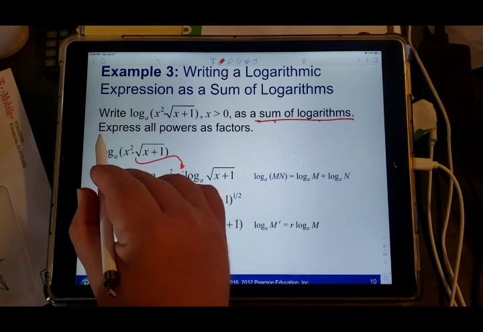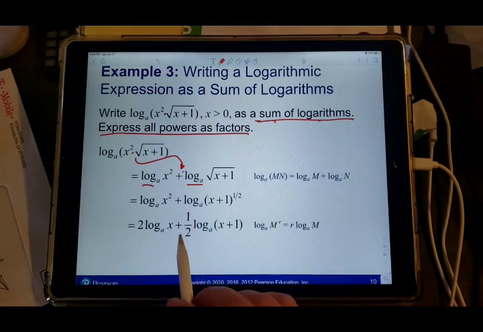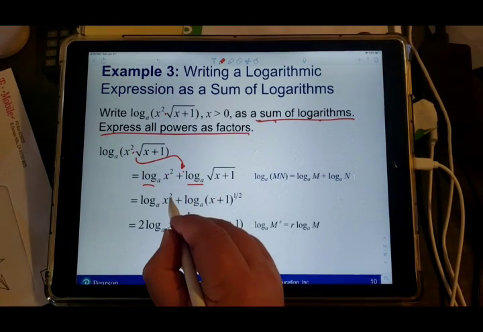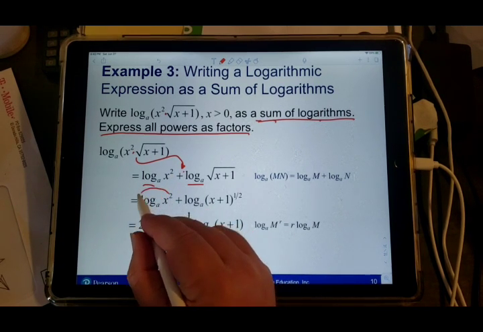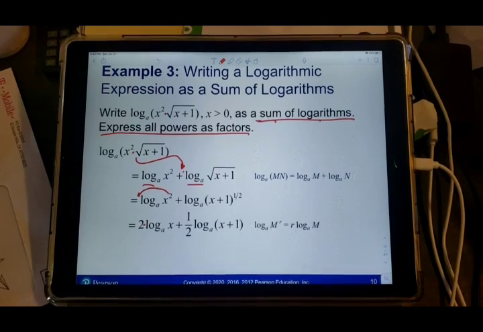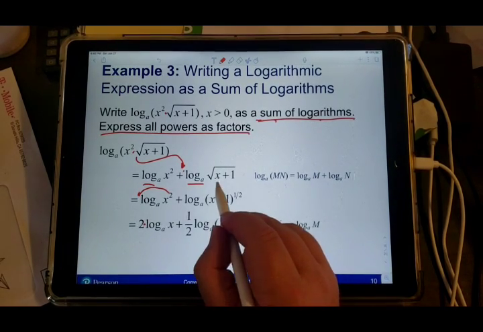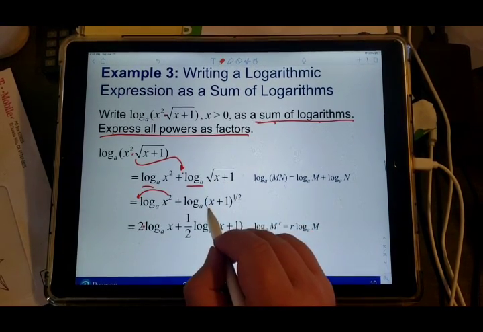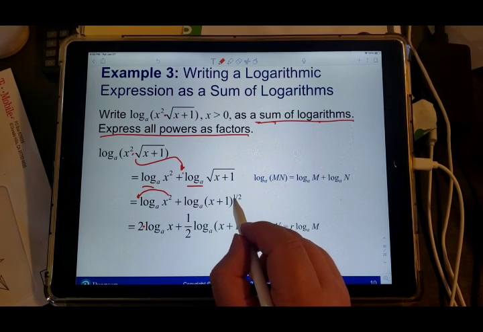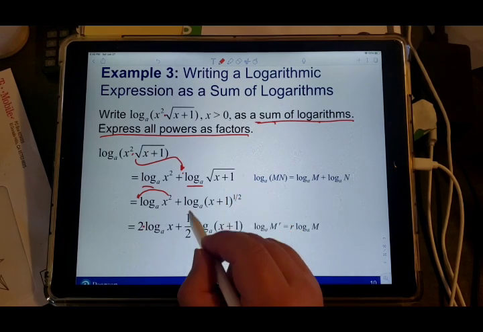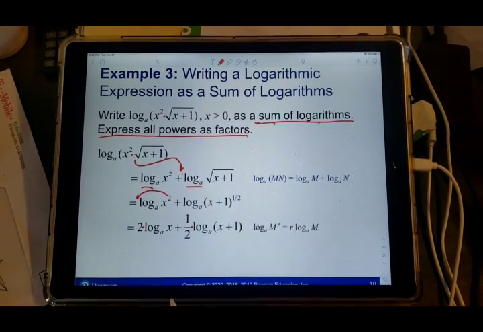Now this last part, express all powers as factors. So this is obviously a power because it's upstairs. That 2 has to come out in front and become multiplication. But even this can be written as an exponent. Square root is raising to the 1/2. That was a change in itself. But even then, that 1/2 can be brought out in front as an exponent.